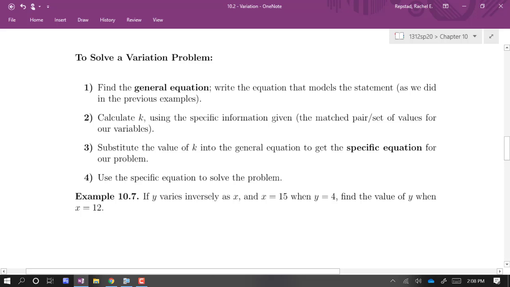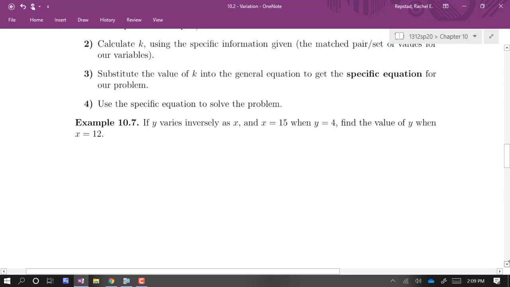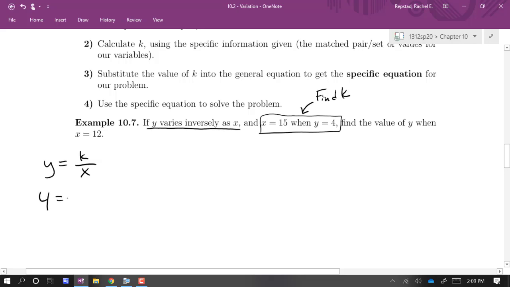So for example, in example 10.7, they tell us that y varies inversely as x. So I'm going to stop there. I'm not going to read any further. Y varies inversely as x. That's enough for me to get the general equation. It's equal to some constant k divided by x. So that's step one. Now, they say that x is 15 when y is 4. So here's the specific information they gave us that's going to allow us to find k. So I'm going to plug that in. Y equals 4, x is 15.